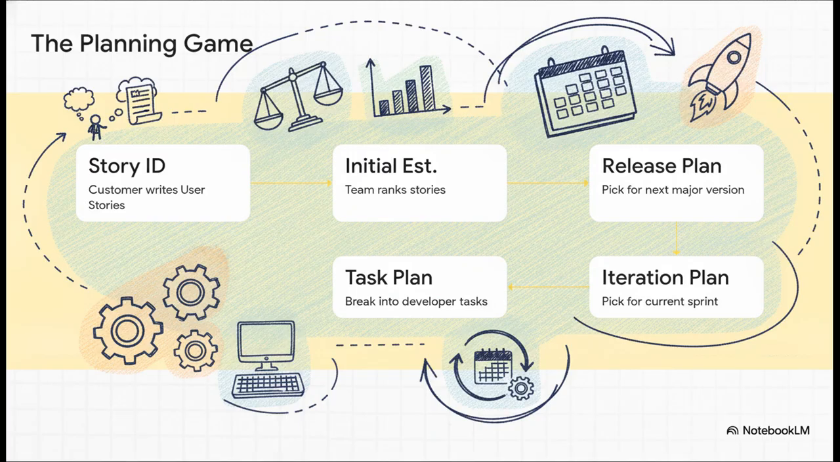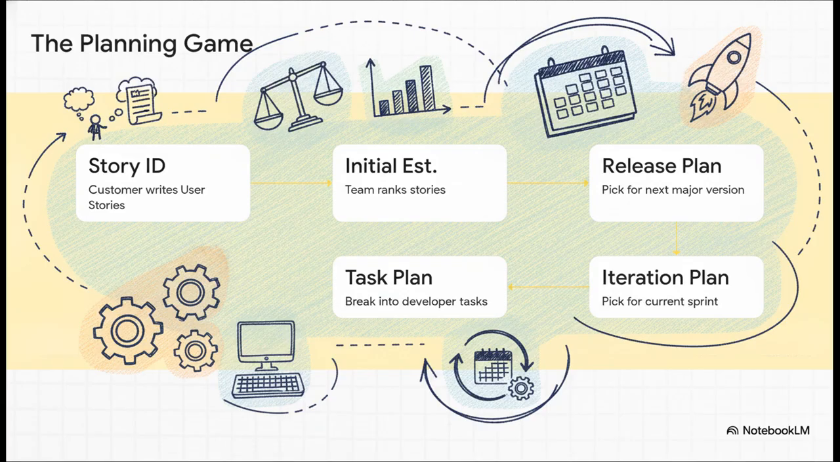The planning game starts with step 1, story identification. This is where the customer works with the development team to write user stories, basically short everyday scenarios describing the functionality they want. Step 2 is initial estimation, where the team ranks these stories based on how long they think they'll take to implement. Step 3 is release planning, where you're looking months ahead to decide which stories go into the next major version of the software.